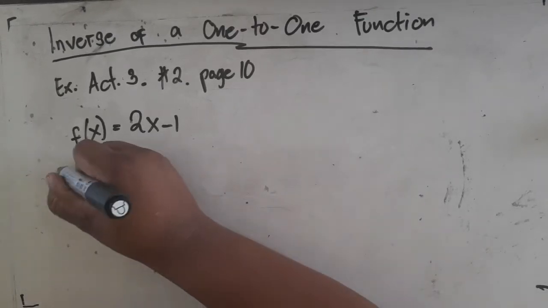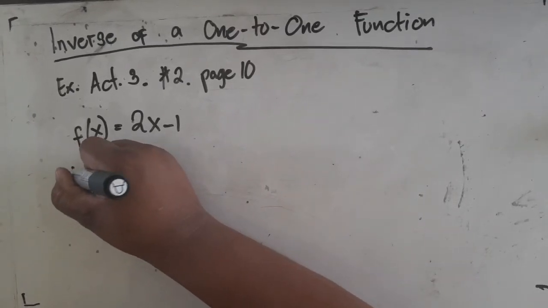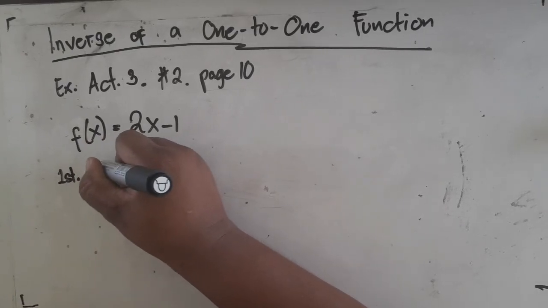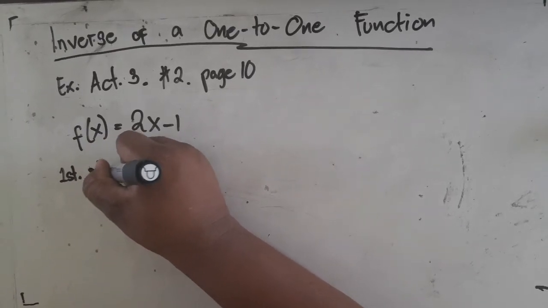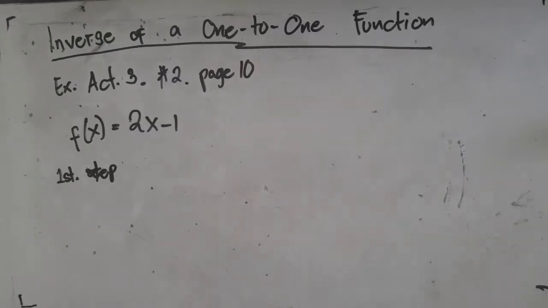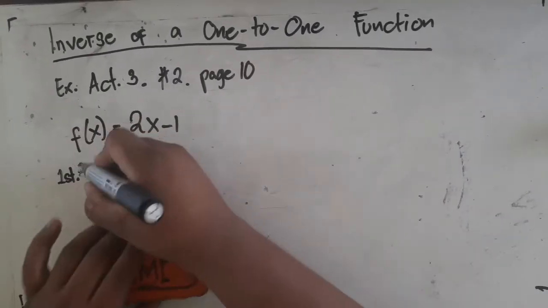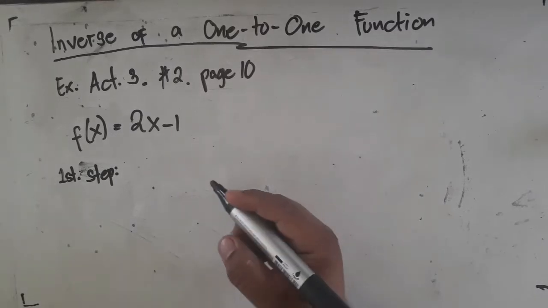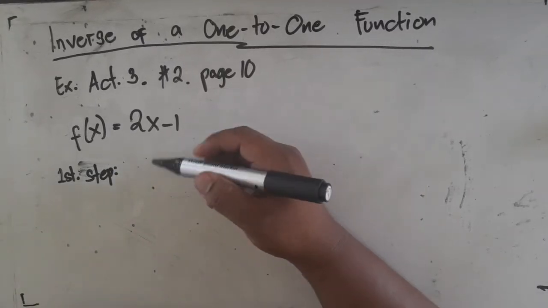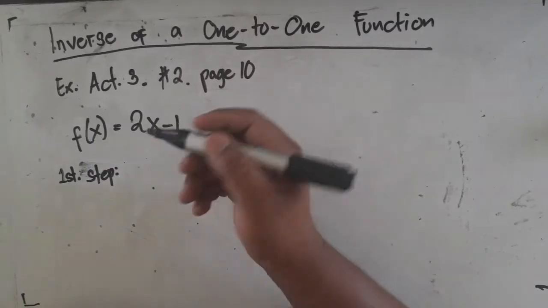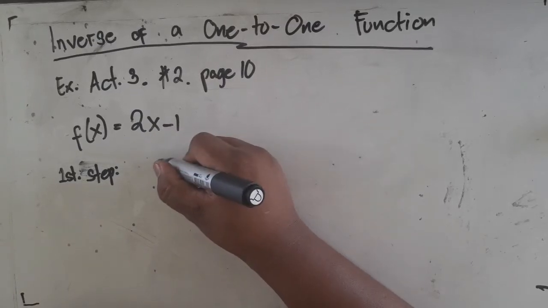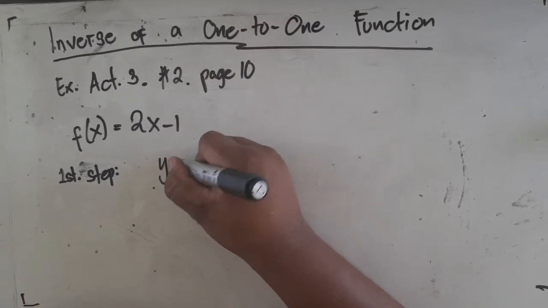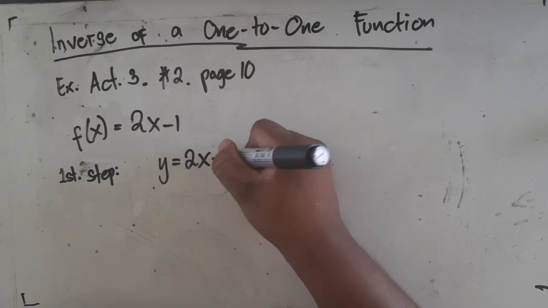So first step, okay, it's wrong spelling. Okay, so first step is change your function in the form of y. So instead of f of x, ilisan na natin in the form of y. You have the y equals 2x minus 1.